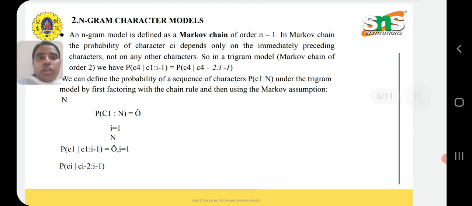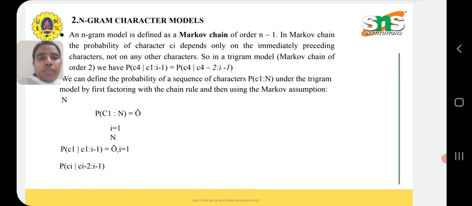N-gram character models. An n-gram model is defined as a Markov chain of order n minus 1. In a Markov chain, the probability of character Ci depends only on the immediately preceding characters, not on any other characters. So, in a trigram model, a Markov chain of order 2, we have P(Ci | C1:i-1) = P(Ci | Ci-2:i-1).